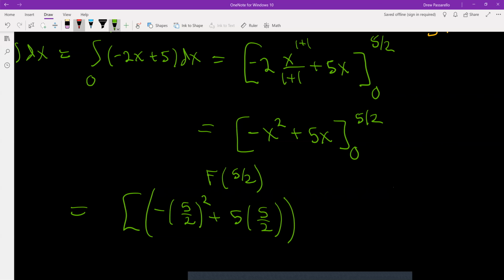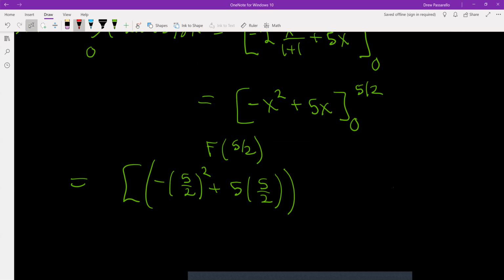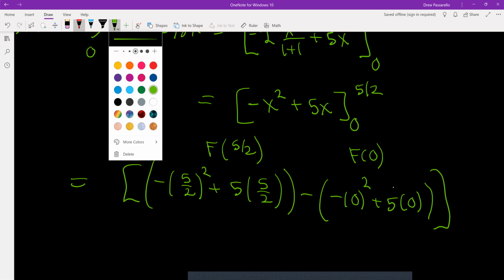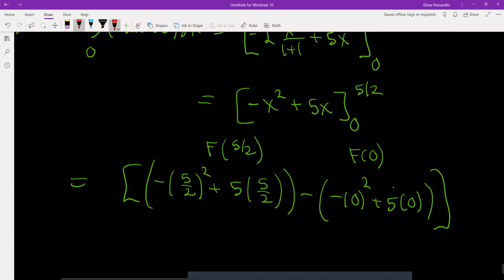And then minus f of 0. Well, notice when I plug 0 in, it's going to go away because you have just the variable x, but I'll go ahead and write it. So that's going to be negative, and then 0 squared, which is 0, and then plus 5 times 0, which is also 0. Okay, so we know this goes away because that's all 0.